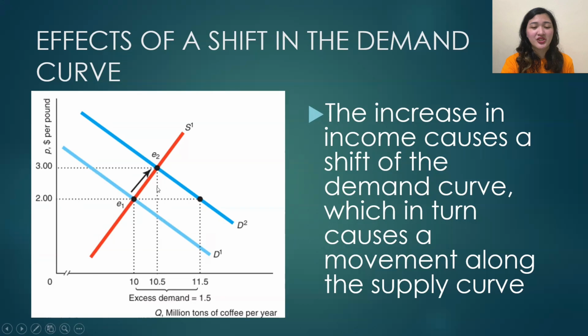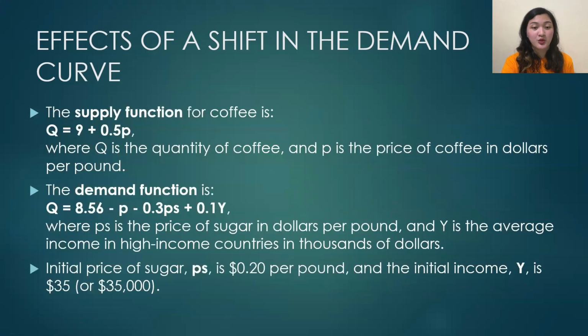So we see that the increase in income causes a shift of the demand curve to the right, and in response, the market moves along the supply curve from the initial equilibrium point E1 to the new equilibrium point E2. This is how markets adjust to shocks, like changes in income, to restore balance. In these next slides, I'll show you how to compute it.